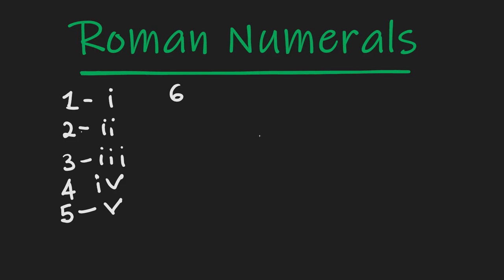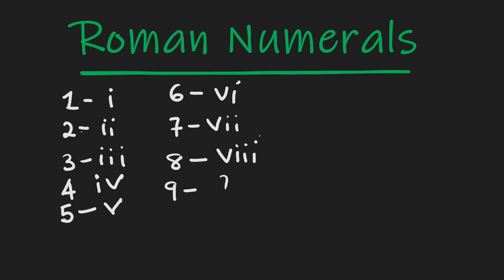6 is what? VI. Why? Because it's actually what? 5 plus 1. Simply because this I is written at the right hand side of this V. Okay? So 5 plus 1 will give you 6. 7 is VII. It's simply what? 5 plus 2, alright? Which is 7. Then we have 8 is VIII. That's 5 plus 3, which is 8.